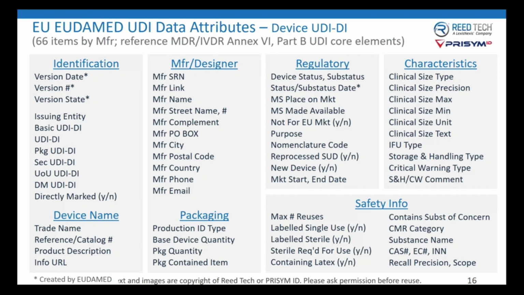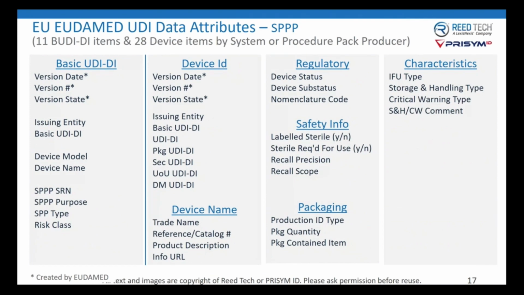There are dedicated data sets for system and procedure packs. And again, it's a two-tier structure. So on the left, we see the basic UDI for a procedure pack, some elements there, and then for each pack, another set of data elements. So this is another little bit of a twist. The FDA did not have any such variation for different data sets, nor did they have the two-tier structure. So this does become another learning curve to work with.